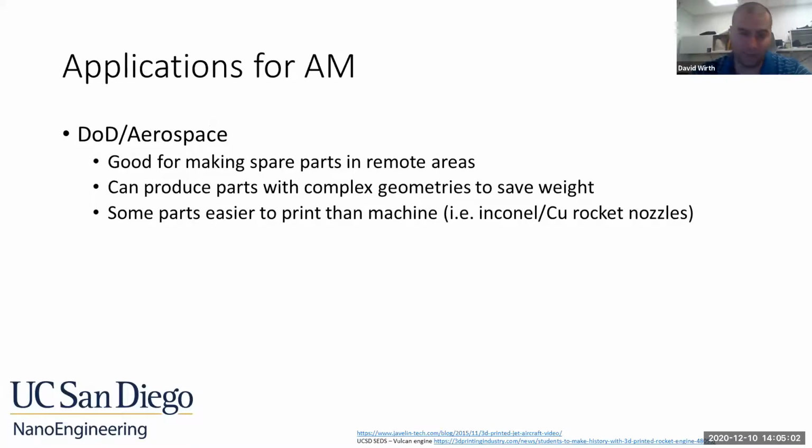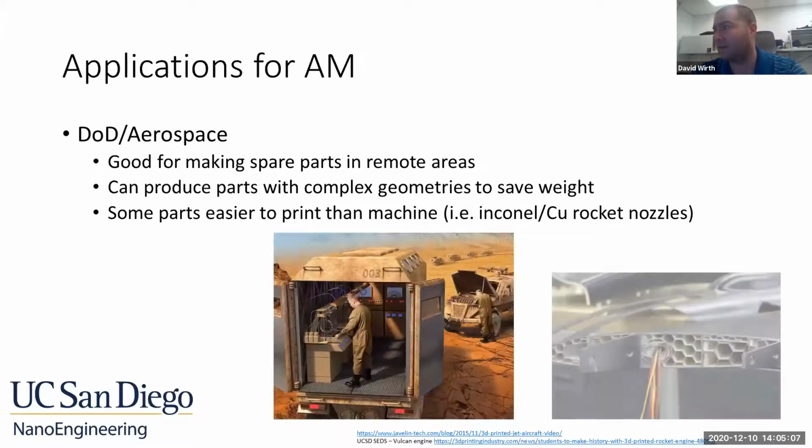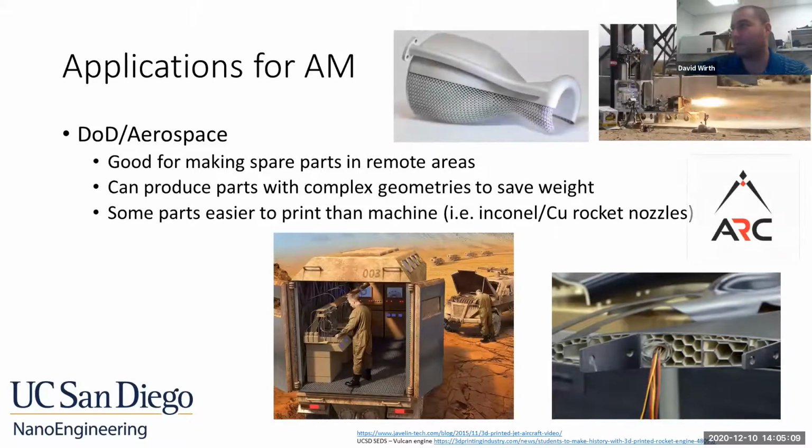Obviously, as I talked about, aerospace is a big application for 3D printing. Here, this is a rocket engine, the Vulcan one. This was made by UCSD's own rocket club. UCSD is actually a pioneer in this metal 3D printing of rocket engines. And the reason it's such a good manufacturing technique for these kinds of things is you can make extremely complicated geometries, as you can see here.